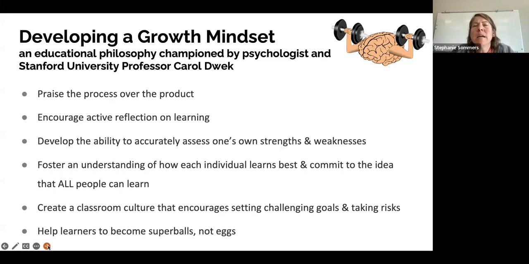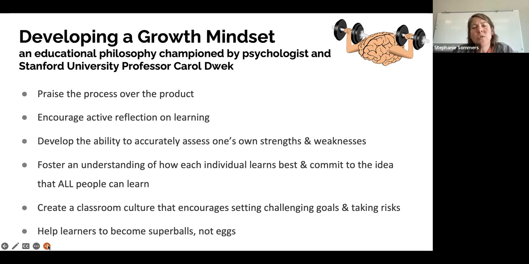A growth mindset means I believe I can get better at something. I understand that intelligence is not fixed, and by trying new strategies and approaches, I can get better at just about anything. So if we want to work with our students on developing a growth mindset, we want to make sure that we praise the process over the product. We encourage active reflection on learning.